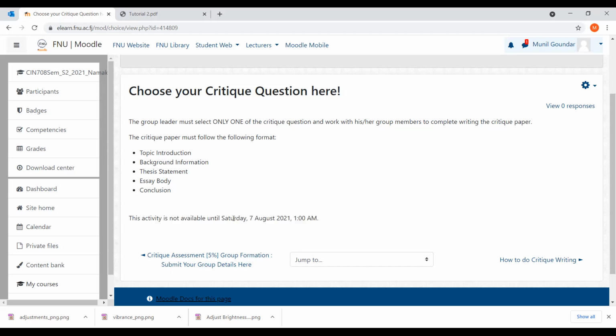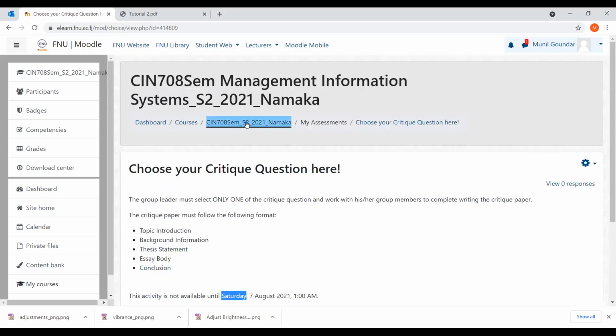So it opens up tomorrow morning, 1 a.m. Also, please note, if you're doing it individually, that's fine. You are the one who will select the question. If you're doing it in pairs or in groups of three, one person who is the group leader would select the question. The other group members will take part in the selection process, but the group leader is the one who would be the liaising person between Moodle, myself, and the group. Any questions so far?